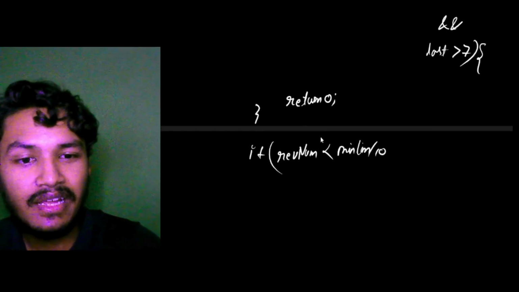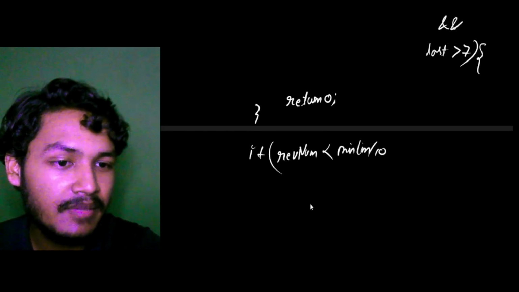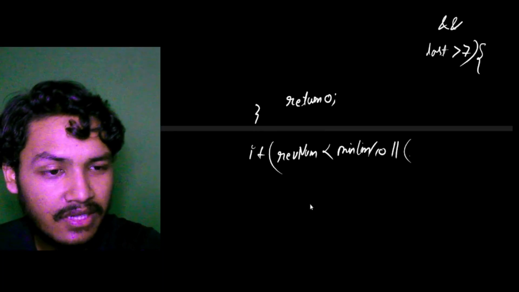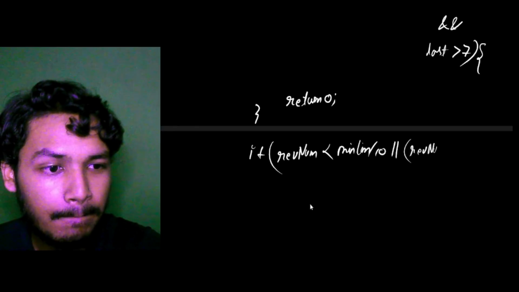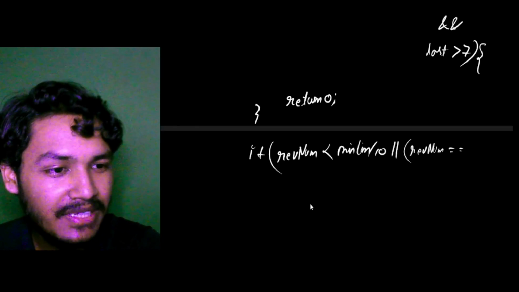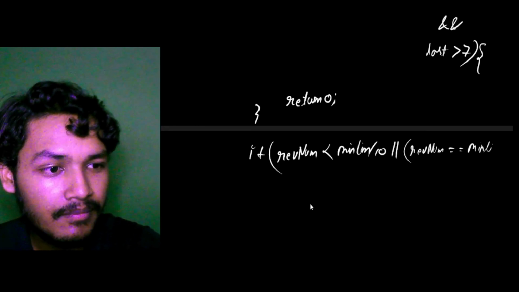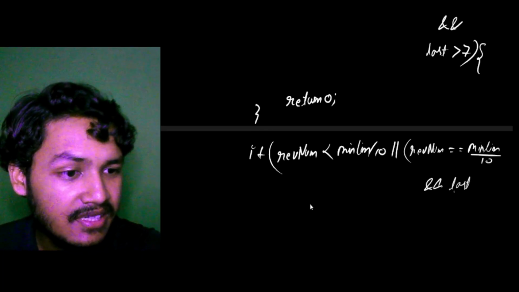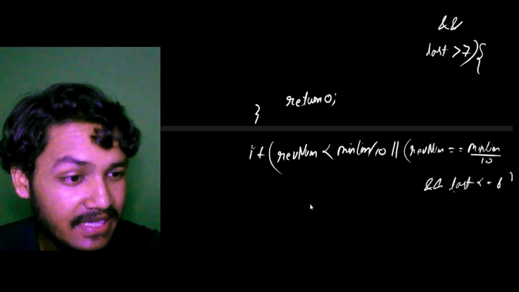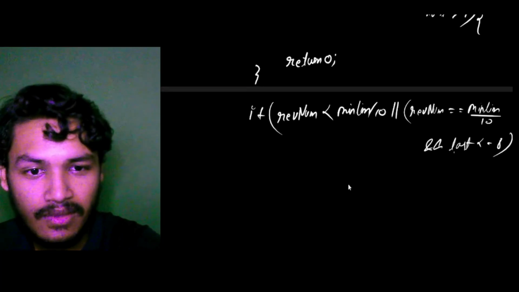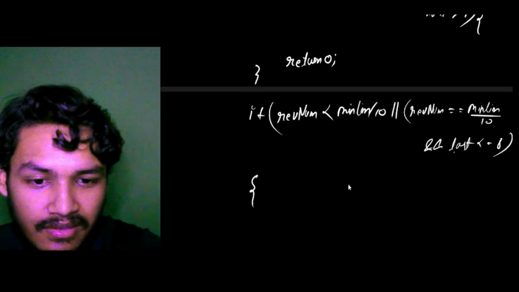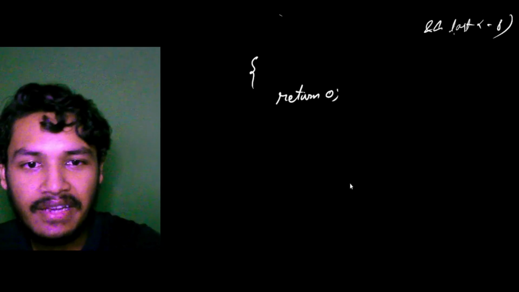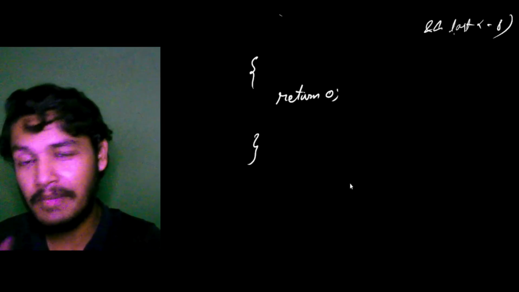All right, so if our reverse number is equal to the minimum limit divided by 10, and our last digit is less than -8, what will we do in this condition? We will return 0.